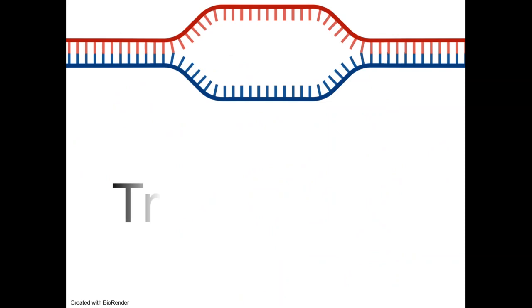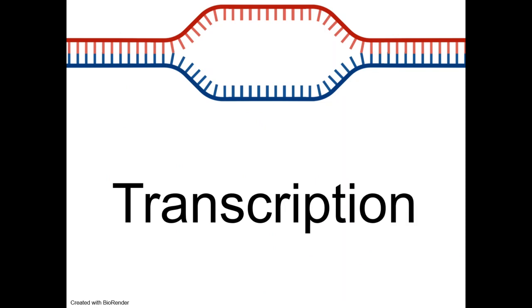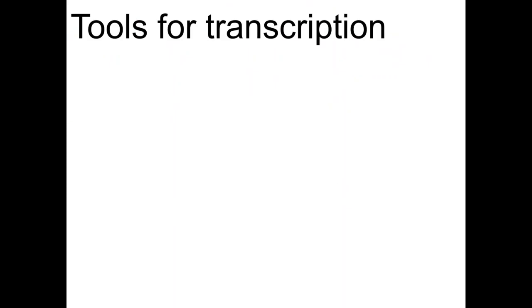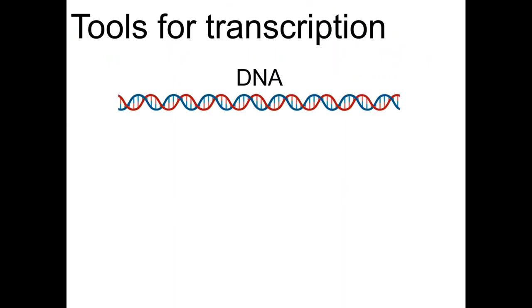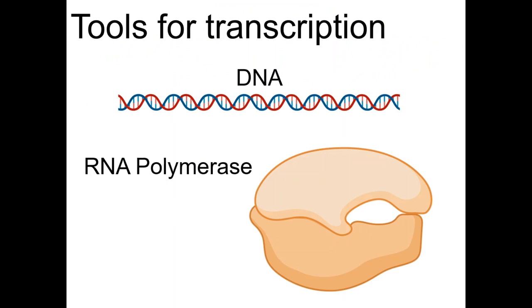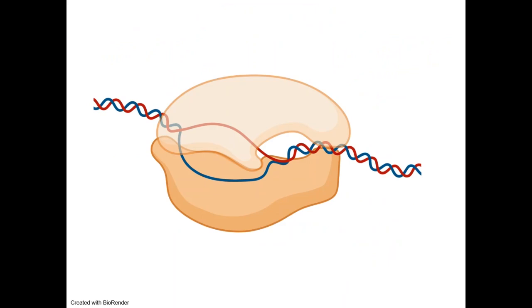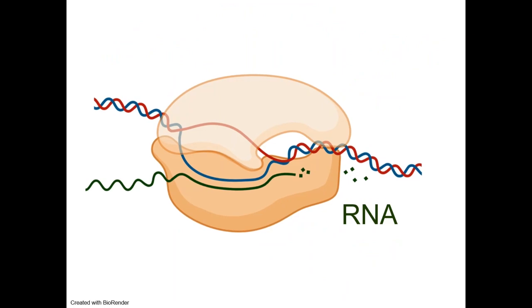Transcription refers to the process of copying a segment of DNA to make RNA containing a specific gene. The tools needed for transcription are much simpler than DNA replication. We need a strand of DNA and RNA polymerase. RNA polymerase can attach, separate, copy, and reassemble the DNA. While RNA polymerase is attached to the DNA, it will separate the strands. The RNA polymerase will then move down the DNA strand to make a single strand of RNA.